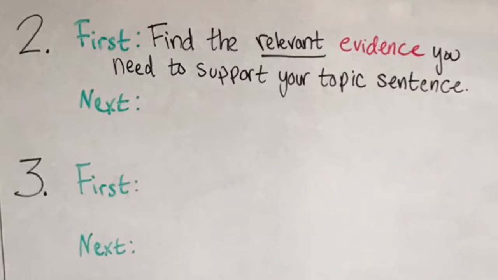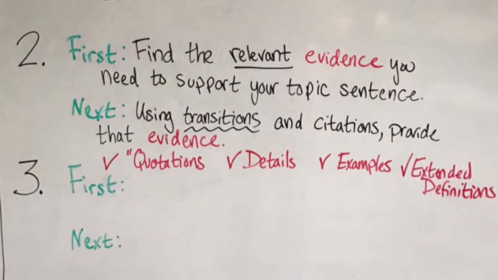Next, for the second step, you're going to use transitions and citations to actually provide that evidence. Now, your evidence, which here is written in red, could be a quotation from a story or from an article or from an autobiography or something, or it could be details about the topic, could be examples that you've provided, or it could be an extended definition. If you think your reader may not know what it is you're describing or what you're talking about, you could also do that extended definition.